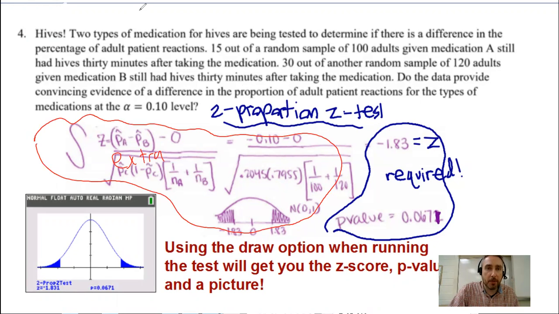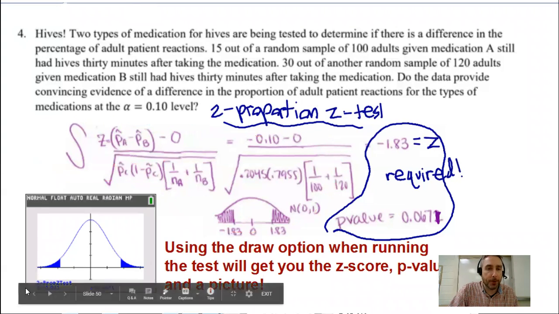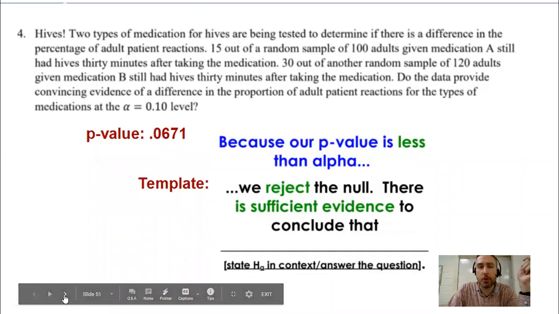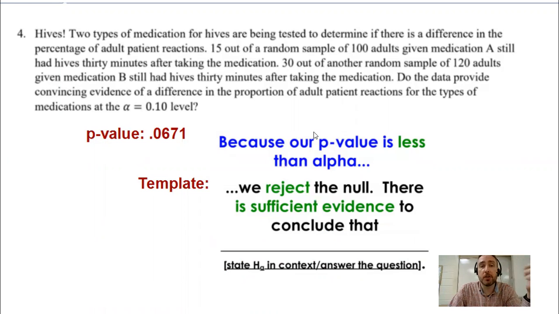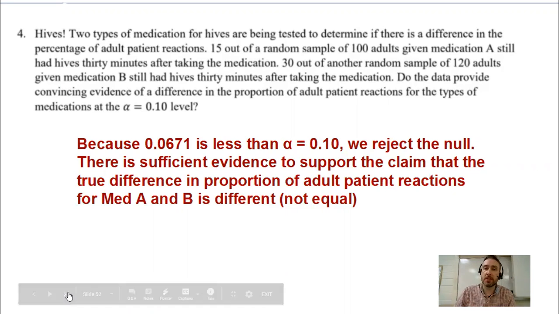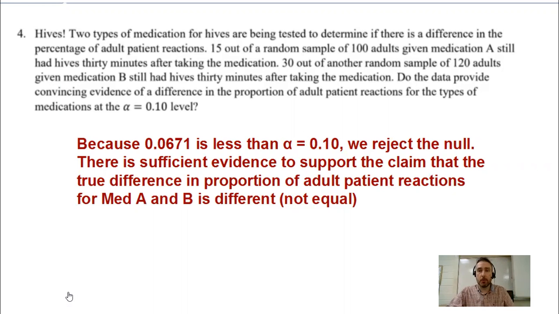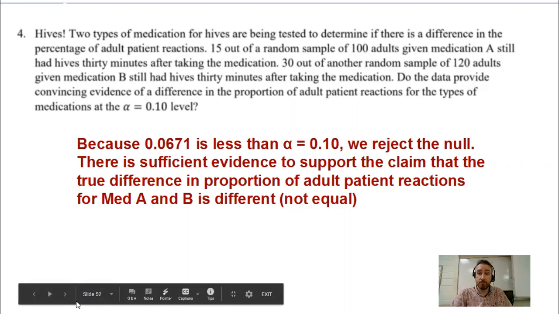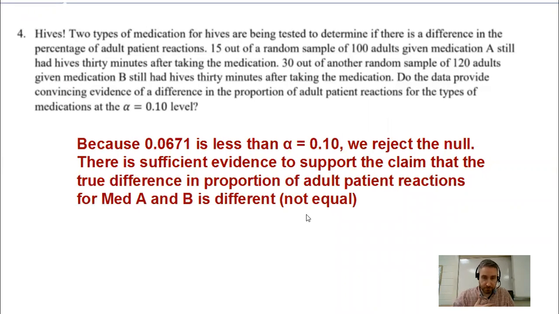All right, so what do we do from there? We have to summarize, right? So let's do that. Remember, the p-value here is less than alpha. Our alpha is 10%. So in this case, we reject the null. There's sufficient evidence to conclude. So you have a template here. Now we go through and we do the following. We say because 0.0671 is less than alpha at 10%, we reject the null. We do have sufficient evidence to support the claim that the true difference in proportion of adult patient reactions for med A and B is different, not equal. So we have evidence to conclude it's different, not less than, not greater than, just different. That's the two-sided test.